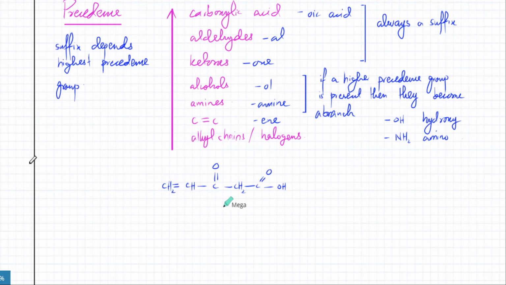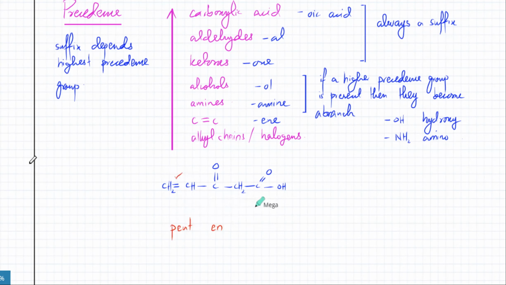So if I have this molecule, the prefix would be based on the number of carbon atoms. That's 5 in this case. So it's going to be pent. The middle part, an or en, it's going to be en, because it's got a double bond.